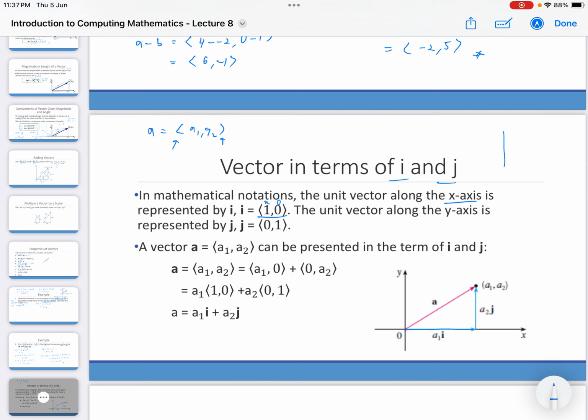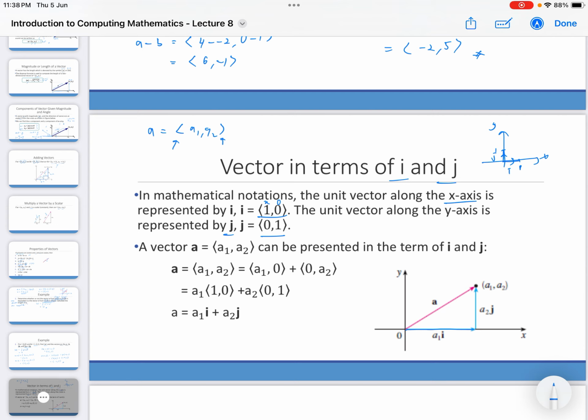So if we have the xy coordinates here, the vector i is, let's say this one is 1, this vector. So this one is vector i. Okay, and then the unit vector along the y-axis is represented by j, where j equals (0, 1). So now the x component is 0 and the y component is 1. So let's say over here is 1. So this vector is j.